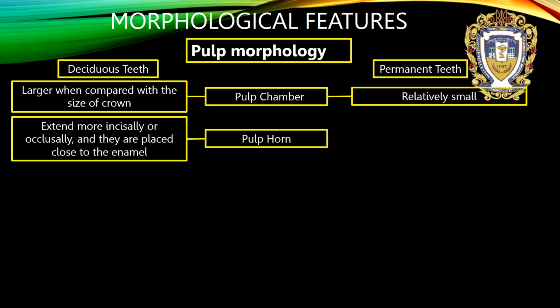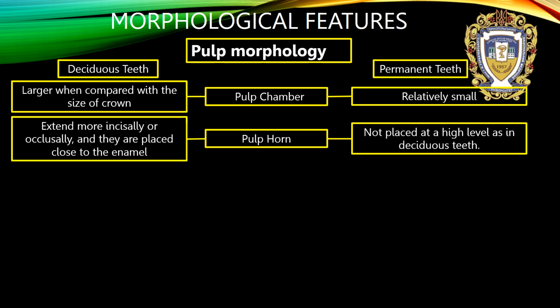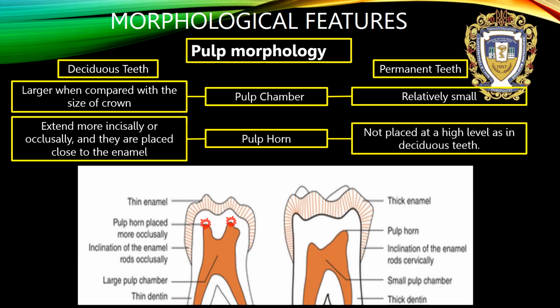Pulp horns in temporal teeth extend more incisally or occlusally, and they are placed close to the enamel. Instead, in permanent teeth, pulp horns are not placed at a high level as in deciduous teeth. Schematically, it looks like here.